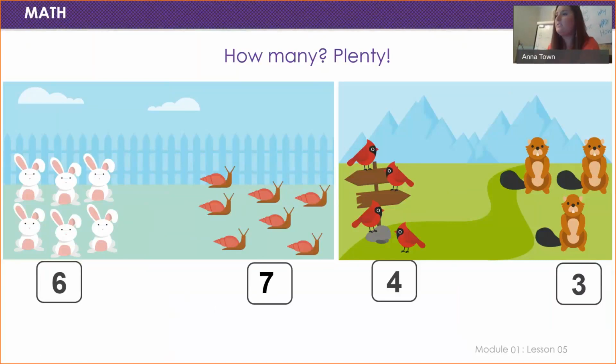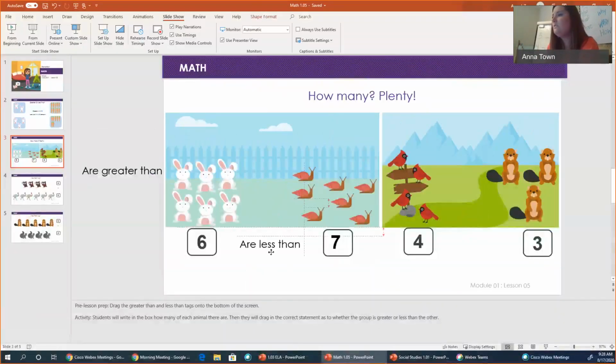I'm going to make my smaller. We are going to move this saying over here. 6 is less than 7.